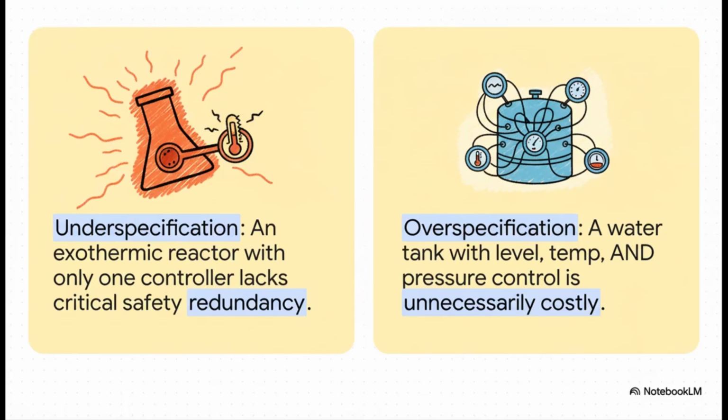On the left, under-specification. You've got a reactor that's making its own heat, and you only have one temperature sensor? That's a ticking time bomb. What if that sensor fails? You need a backup, like a pressure sensor. Then on the right, you've got over-specification. It's a simple water tank. You don't need sensors for level, temperature, and pressure. That's just throwing money away and making things way more complicated than they need to be.